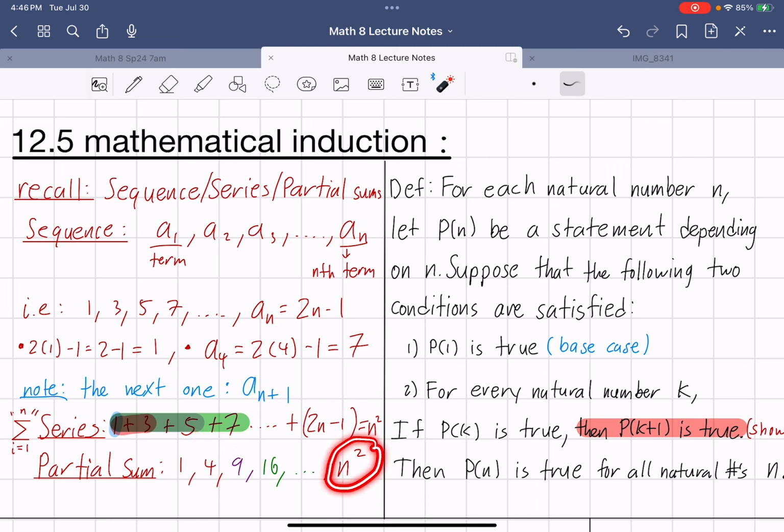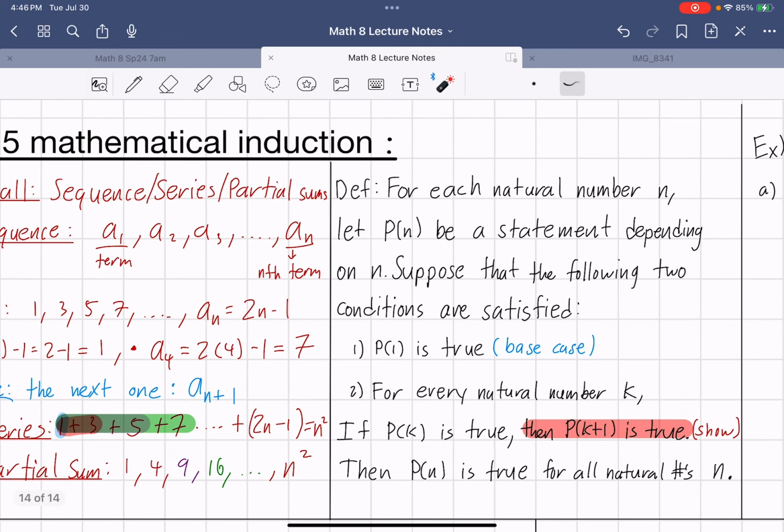I could just use this formula, plug in 1, I get the first one. I plug in 2, I get the second one. Plug in 3, get the third one. Plug in 4, get the fourth one. I can plug in 10, and that'll be the 10th term. It'll be the sum of the first 10 terms. And that's what we're trying to prove.